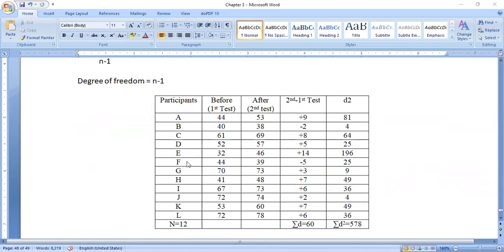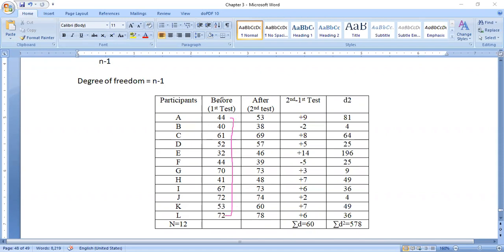Participants A, B, C, D, E, F, G, H, I, J, K, L. Here till L, 12 participants are there. Till L you have to write. Otherwise 1, 2, 3, 4, 5, 6, 7, 8, 9, 10, 11, 12 you can write here. Then N is equal to 12. So here I am writing before and after. This information we copied from the question.